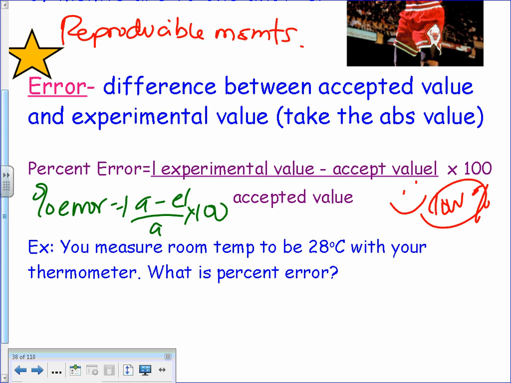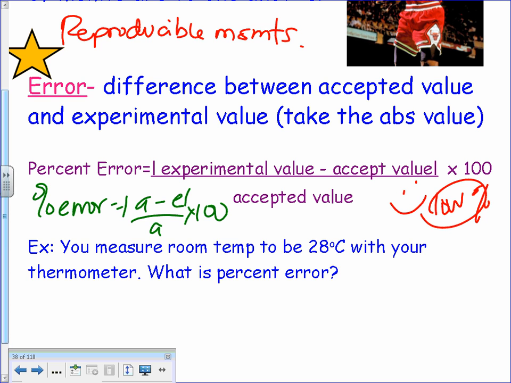This is my version. This is how I write this. So I do actual minus experimental over actual. And it's because actual and accepted are basically the same thing. And then it doesn't matter which one you subtract from the other because you're doing absolute value. So it's almost like you can't get it wrong unless you put the wrong value on the bottom. That's when you get it wrong.